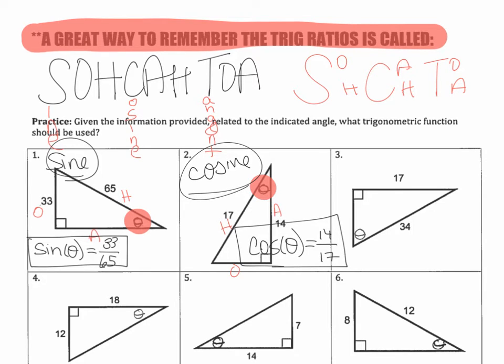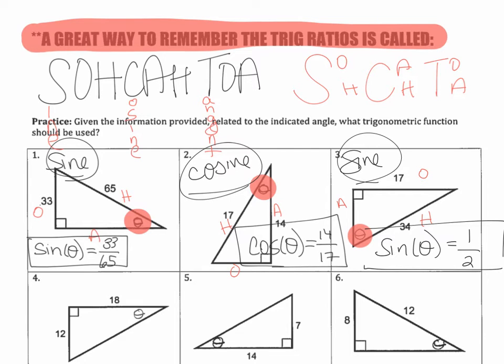Let's look at one more together. My reference angle, label O, A, H. The numbers I have values for are O and H. So what trig function uses O and H? Well, that's sine. So I would use the sine ratio here. To set up my equation, it would say sine of my reference angle theta equals opposite 17 over hypotenuse 34. 17 over 34 can reduce to 1/2. So go ahead and pause this video and try 4, 5, and 6 on your own.